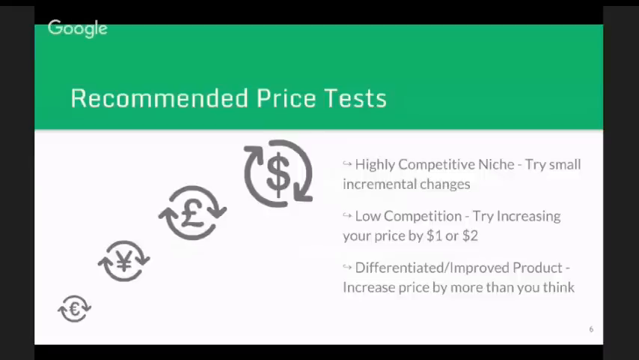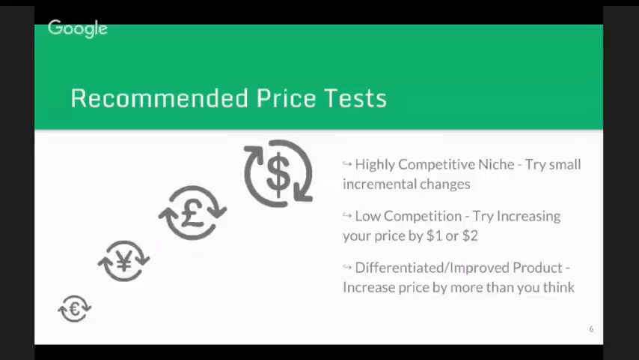And then the other rule of thumb that I've really found is that with a differentiated or improved product, you can usually increase the price by more than you think. An example of this would be one of my products. I chose this product because it had a bunch of bad reviews, and all of the bad reviews said the plastic buckles were breaking. So with this particular product, I replaced the plastic buckles with metal buckles.